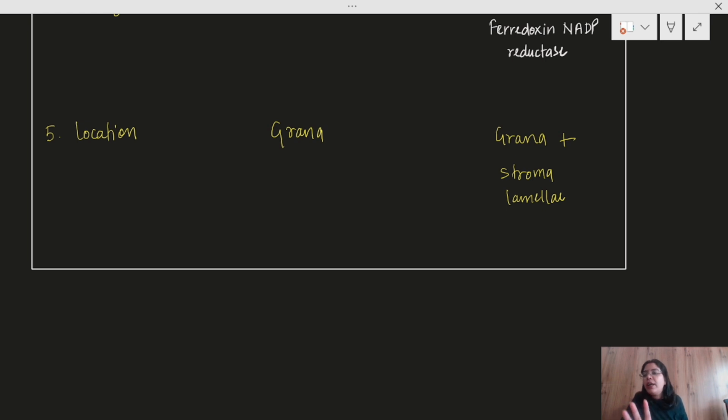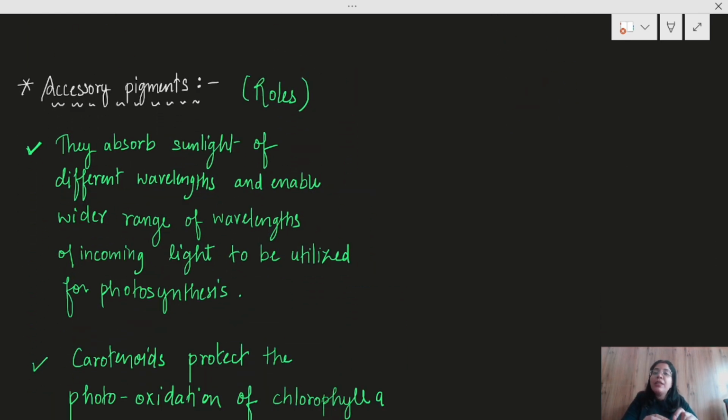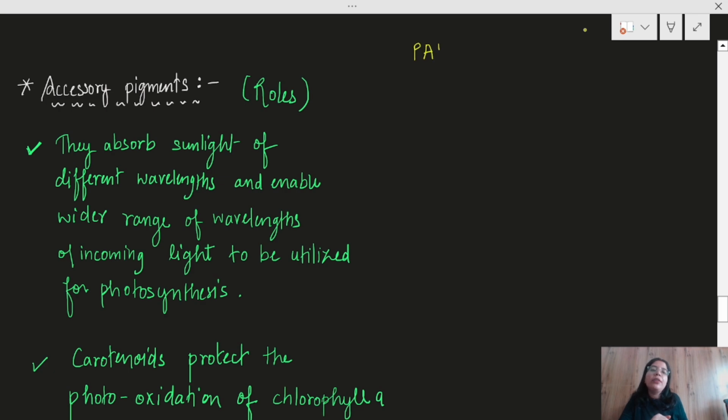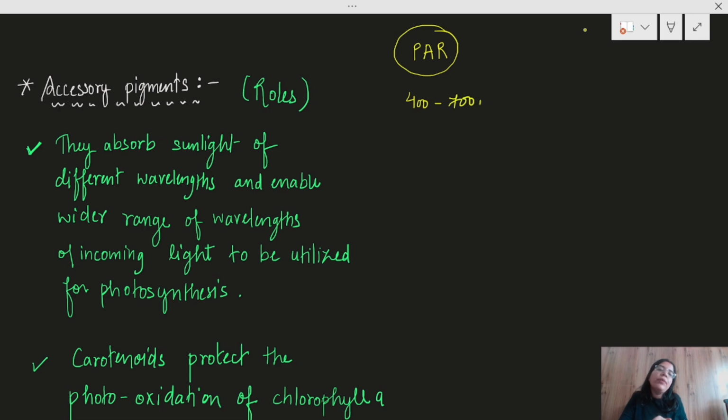Okay, understood. Now, if accessory pigments are not acting like the main reaction center, then what is their role in photosynthesis, right? We have different roles for accessory pigments. You can see I have written here. Accessory pigments actually enable more wavelengths to be used during photosynthesis, right? Can anyone tell me the meaning of photosynthetically active radiation? Almost 400 to 700 nanometer, right? This is the range of wavelength of sunlight that can be used for photosynthesis, right?